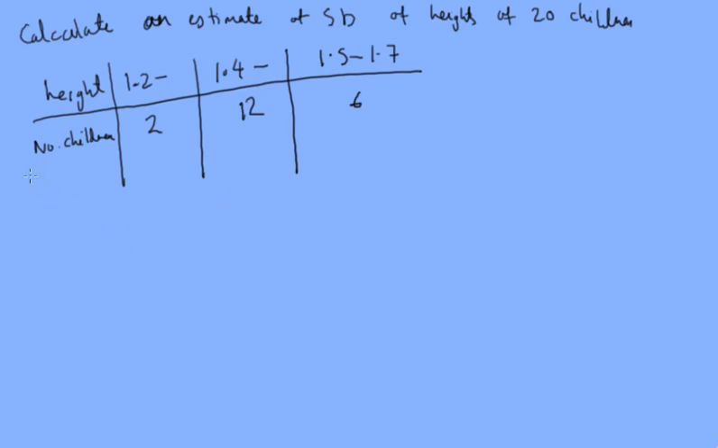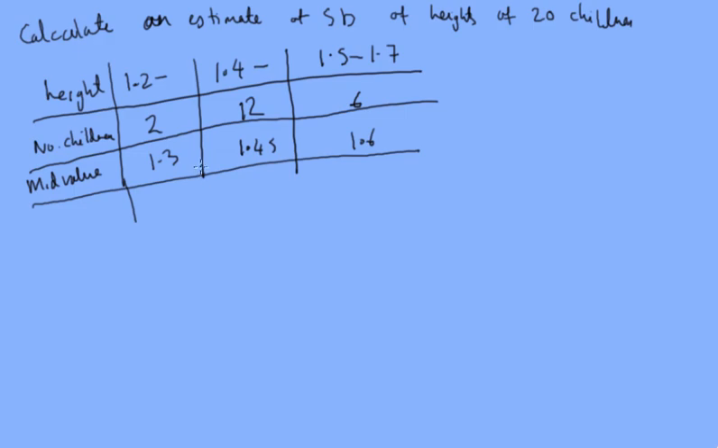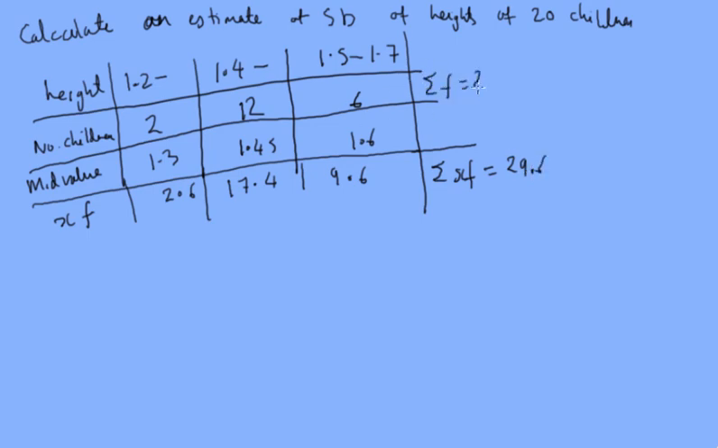So firstly, we need to find the mid value. The mid value for this one is going to be 1.3, for this one it's going to be 1.45, and for this one it's going to be 1.6. Next we need to take the mid value x and multiply it by the frequency, so that's going to give us 2.6, 7.4, 9.6, and then the sum of xf is equal to 29.6, and the sum of the frequencies is going to be equal to 20.